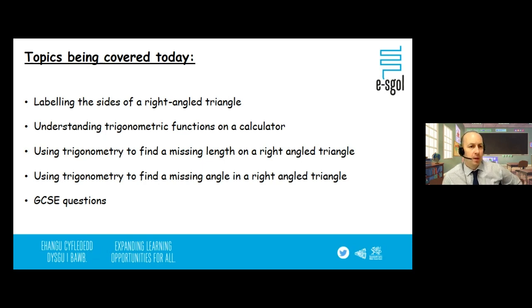and where they are. We're going to be using trigonometry to find the missing length on a right-angle triangle. After that, we're going to be finding missing angles on a right-angle triangle. And then we're going to do some GCSE questions to see the sort of questions that you're going to be facing when you do the actual exam.